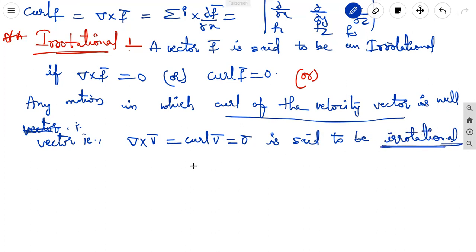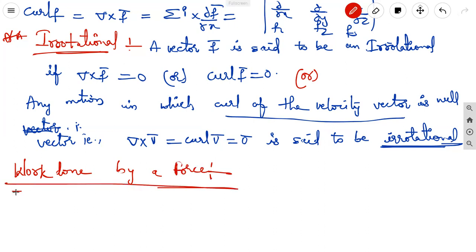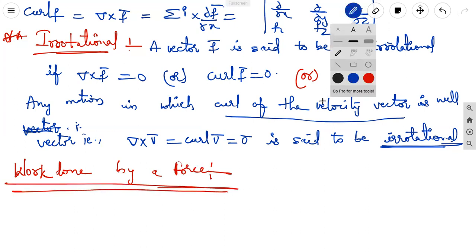Okay. Next, in this, we can remember some definitions: how to find out the work done by a force. They will ask to find the work done by a force. In this, which relation is interlinked with the curl and div?